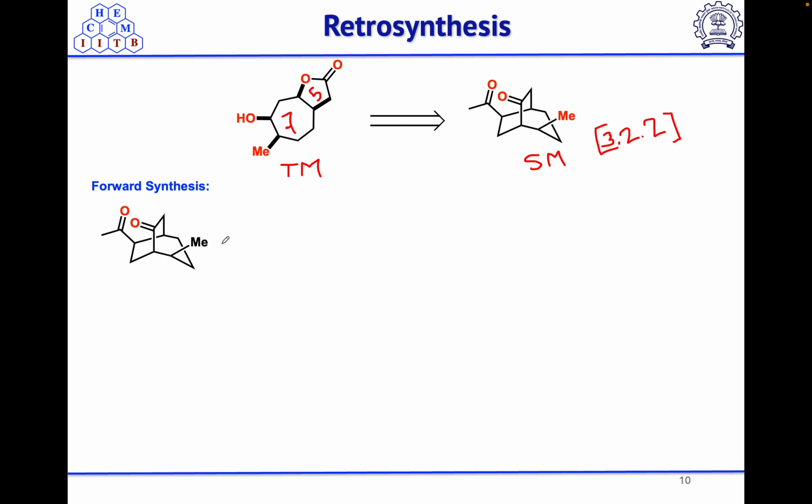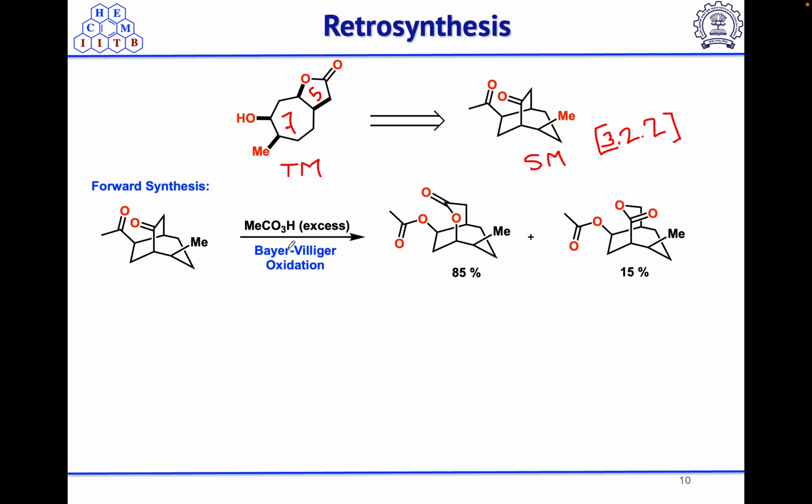So basically, if we think about some Baeyer-Villiger oxidation type of reaction, okay, so mCPBA mediated or peracetic acid mediated Baeyer-Villiger oxidation, what will happen? Baeyer-Villiger oxidation will happen. Two carbonyl carbons are there, so both carbonyl carbons will undergo Baeyer-Villiger oxidation. Okay, so this carbonyl carbon will give predominantly this acetate.